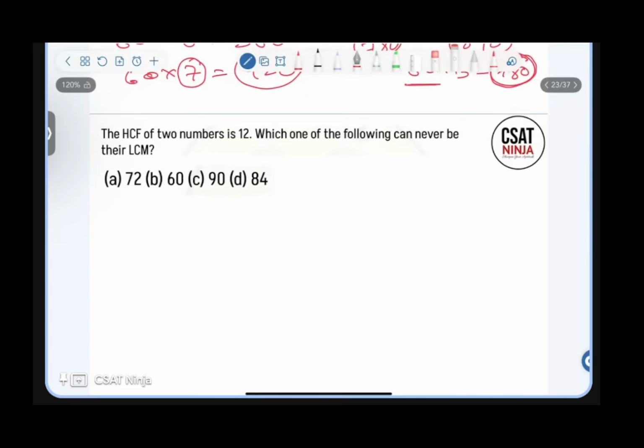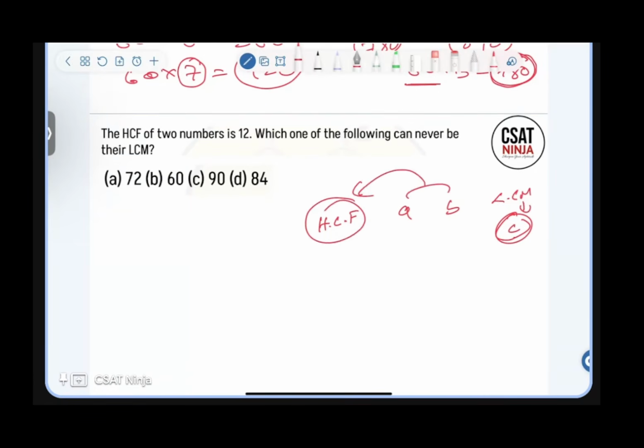Okay, I'll tell you a small concept here. HCF of two numbers is 12. Which one of the following can never be the LCM? You always remember this. Let's say you have two numbers, A and B. I have an HCF of A and B, which is this one, and the LCM of A and B, which is this one.